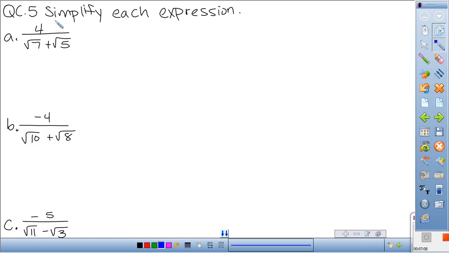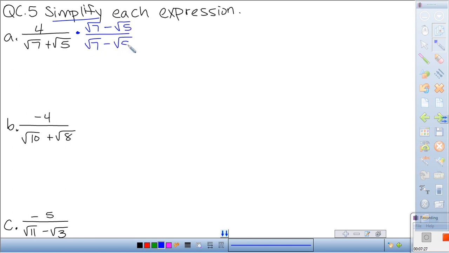Same thing. So we want to simplify. We've got to get rid of these radicals in the denominator. And to do that, we're simply going to multiply by the conjugate. So the conjugate of square root of 7 plus square root of 5 is the square root of 7 minus the square root of 5. So we just have 4 times the square root of 7 minus the square root of 5. Make sure you have those parentheses there. It makes a huge difference.